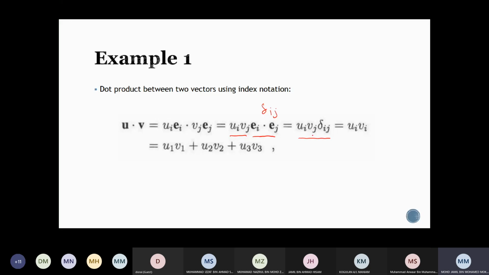This is similar: you can take either index. If you take i, then you can write uj times vj. If you take j, then you can write ui times vi. It's the same thing. Later I will explain more. So vj uj, or ui vi. In component form, you can write u1 times v1, plus u2 times v2, plus u3 times v3.